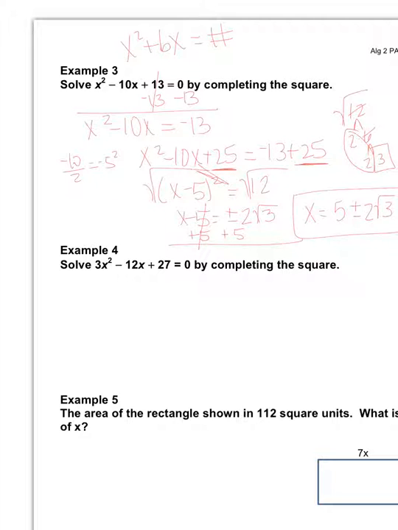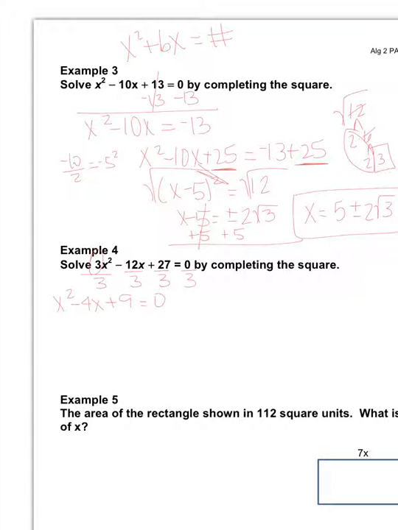Okay, example 4, if you look back, number 4, the a is not a 1. So you always want a, which is the coefficient of x squared, to be a 1 in order to complete the square. So we need to get rid of that 3. So what we're going to do is divide every term by whatever that coefficient is. So then we're going to have x squared minus 4x plus 9 equals 0.